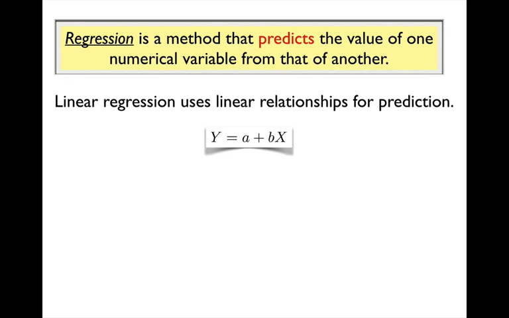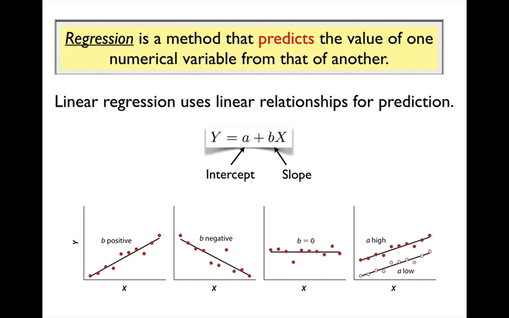What's the formula? It's a line. A is your intercept, B is your slope. Nothing too exciting, Algebra 101. Your slope is going to be positive here, negative here, 0 here. And your A, which is your intercept, controls the vertical up and down of your line.